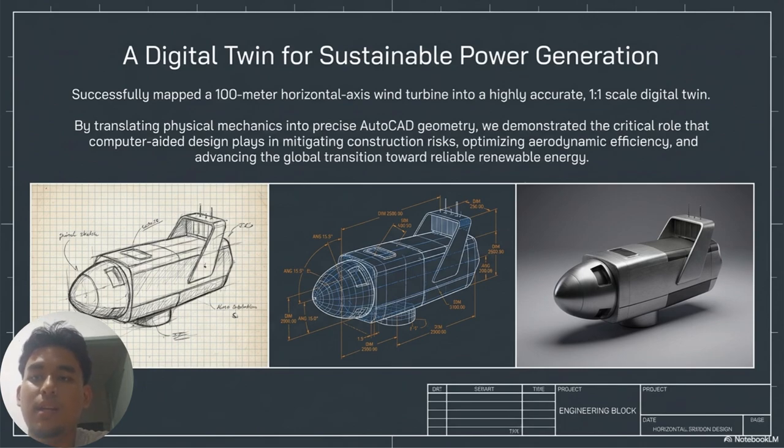And finally, the design was transformed into a realistic 3D model, creating a digital twin that closely resembles the physical wind turbine component. Through this process, we demonstrate how AutoCAD technology can be used to improve design accuracy, reduce potential construction errors, and support the development of more efficient and sustainable renewable energy systems.